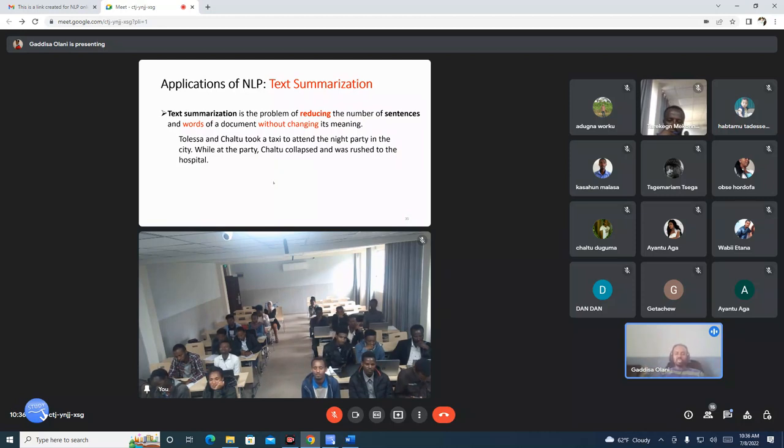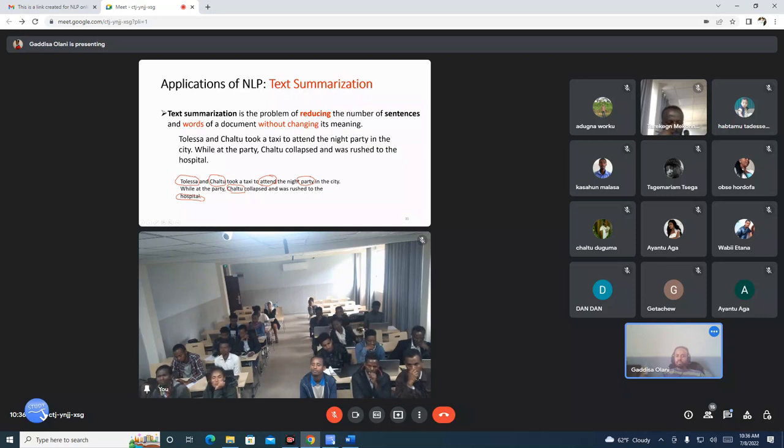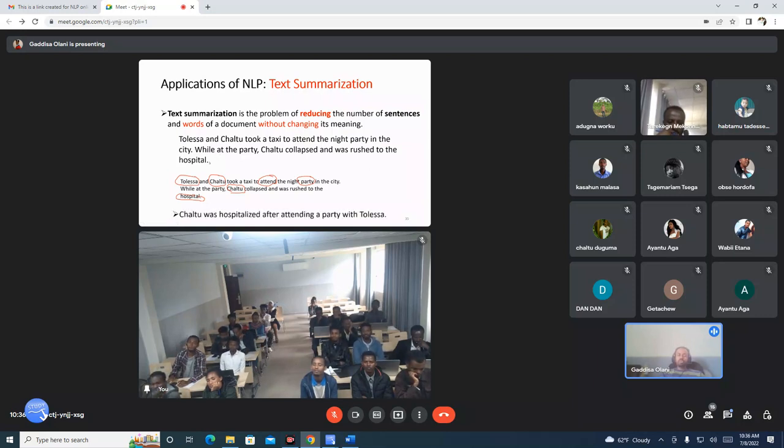So we need to have the kind of algorithms that do this kind of transformation. The core point here is the named entities, Tolosa and Chaltu, and we care about attending the party. And again, something happened to Chaltu. So if we do some minimization, we can re-summarize or paraphrase it as follows: Chaltu was hospitalized after attending a party with Tolosa. They both carry the same meaning.